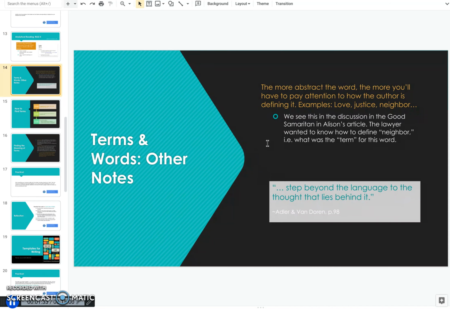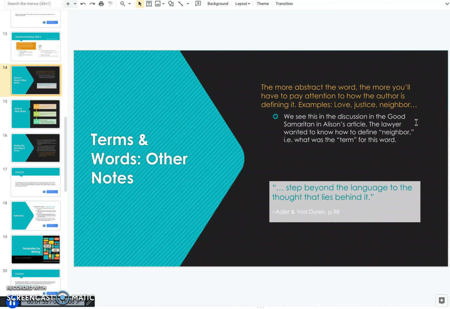Okay. How this becomes important in reading is because writers will often use a lot of what we could call abstract words. These can be words like love, justice, neighbor, and you have to understand how the author is defining these words, all right? We all have slightly different ways of defining love or justice, okay?